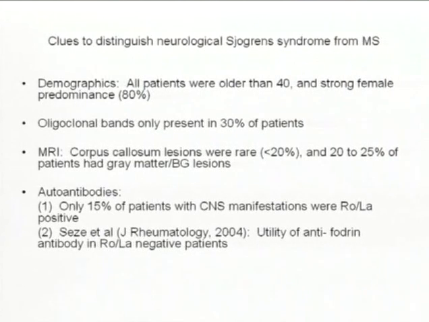In terms of autoantibodies, the Ro/La autoantibodies have been promulgated as markers or prognostic markers for Sjogren's syndrome. But interestingly, only 15% of patients with neurological manifestations of Sjogren's syndrome had Ro antibodies. Some of them had what is called an anti-fodrin antibody, and others have studied whether this might be useful in serologically negative Ro patients.